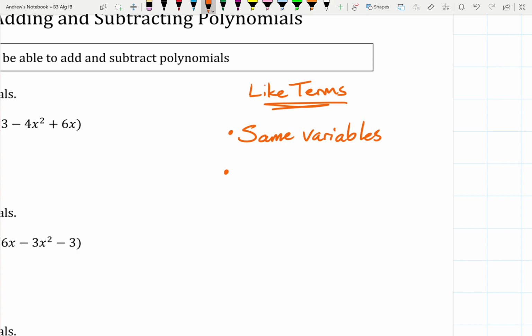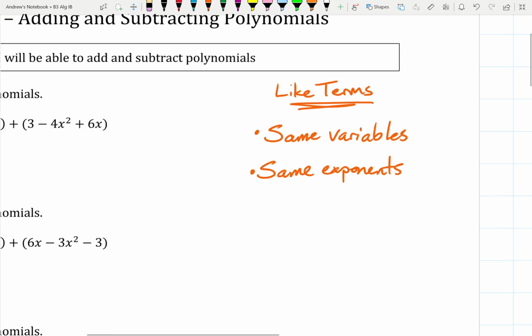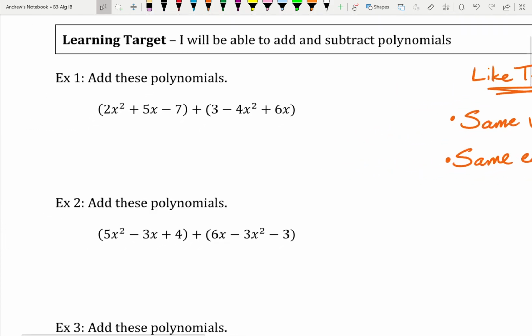The other thing that like terms need is the same exponents on those variables. Let me write up a quick example: xy plus another xy. If you have xy squared, where the squared is just on the y, you better be sure you've got a squared on the other y, or else they're not like terms. If you've got xy squared and x squared y, that's a no-go. You cannot do that, because they don't have the same exponents on the same variables. So, a brief recap on like terms. That's basically what we're going to be doing when we're adding and subtracting polynomials.